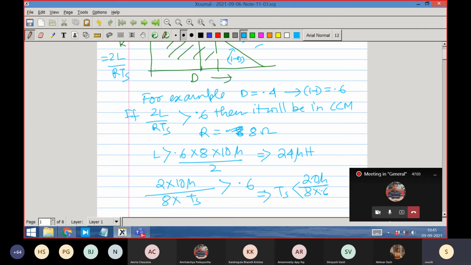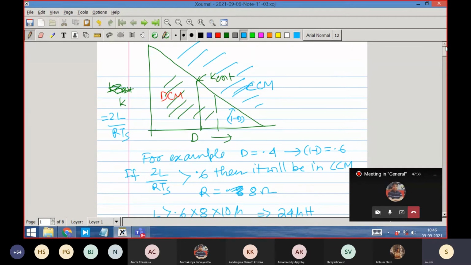So how much is that? 20 divided by 8 divided by 0.6, so that is 4.16 micro. So TS is less than 4.16 micro, right? Similarly, 4.16 micro corresponds to a frequency greater than 200 kilohertz. So some frequency level like 225 kilohertz will again push it back into continuous conduction mode, right?